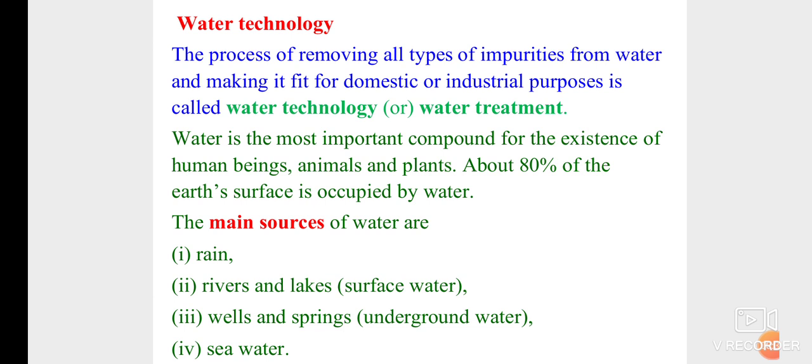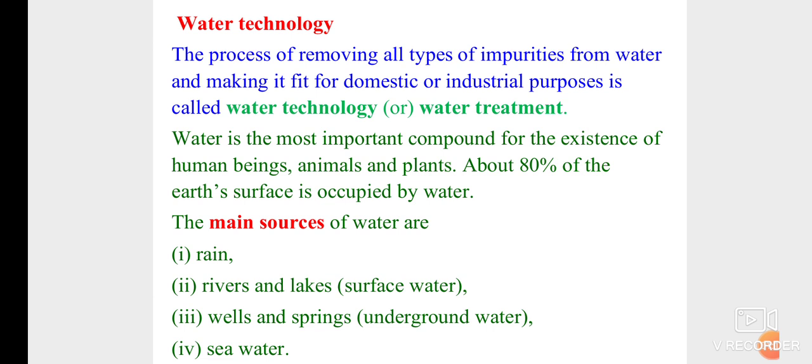Before going to water technology, what are the various impurities present in water? Generally, we take water from the ground and different sources: lake, well, sea water. In all these waters, contaminants are mainly present, and we have to see them one by one. Water is the most important component, essential for human beings, animals and plants. About 80% of the earth's surface is occupied by water, and the remaining 20 percent is land.